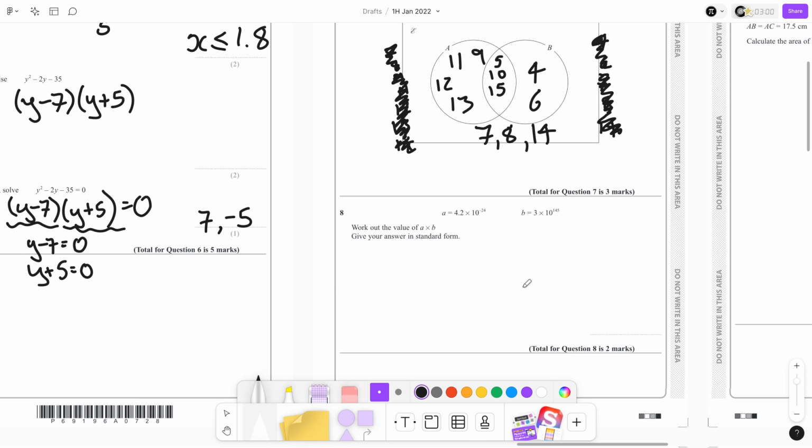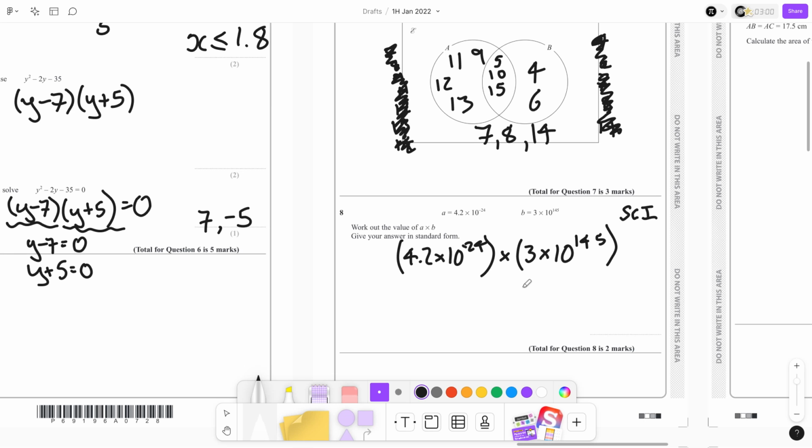Work out this. So we can just plug this into our calculator: 4.2 times 10 to the minus 24. If we have it in science mode, SCI mode, then it will give our answer in standard form. But we can also do this the longhand, old-fashioned way. We can do the multiplication in any order.